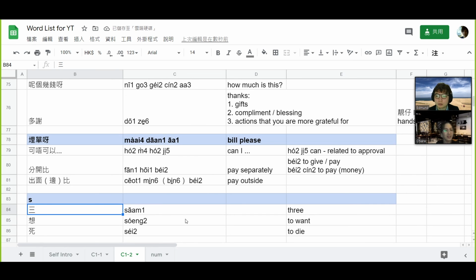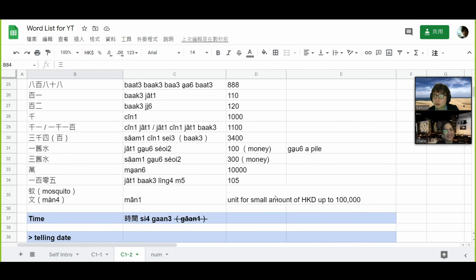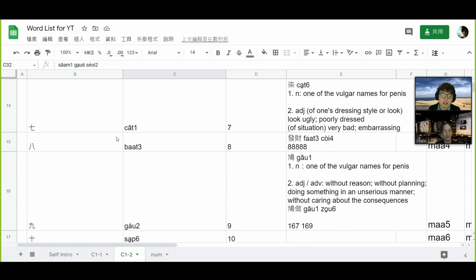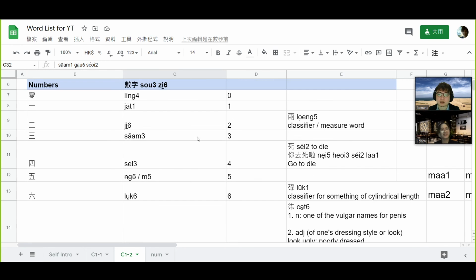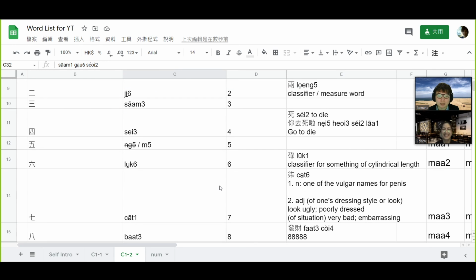Okay, so this is all for today. Next time, I forgot what the next one will be, let me check. I think next time we will be talking about classifiers, because we know numbers now, and classifiers happen with numbers a lot. Classifier is a very important part of Cantonese; without the classifier you almost cannot talk. So next time we will be spending time on the classifier.